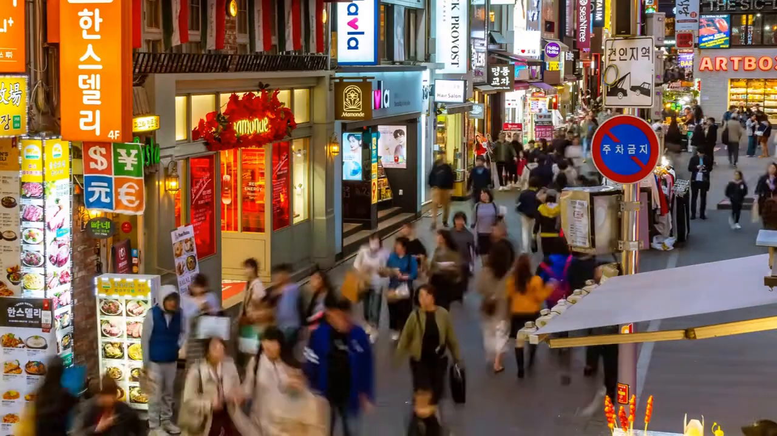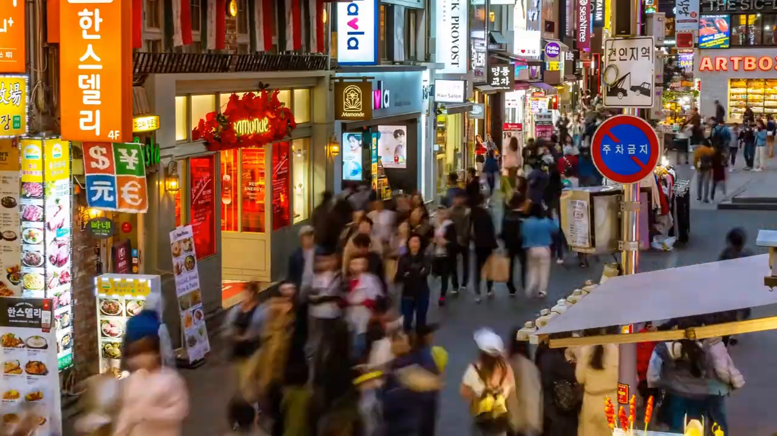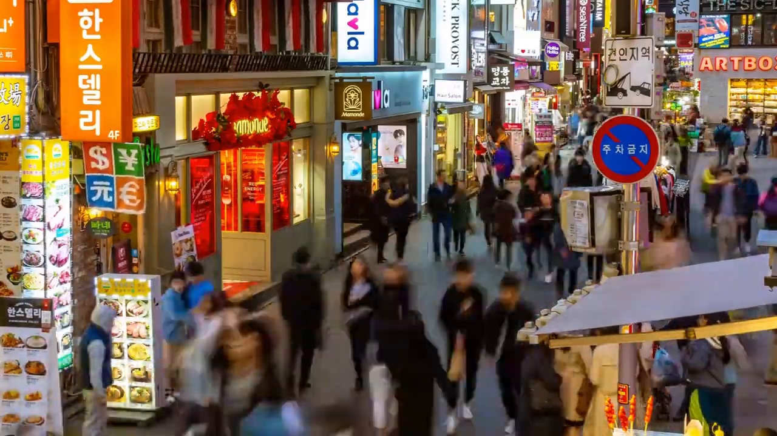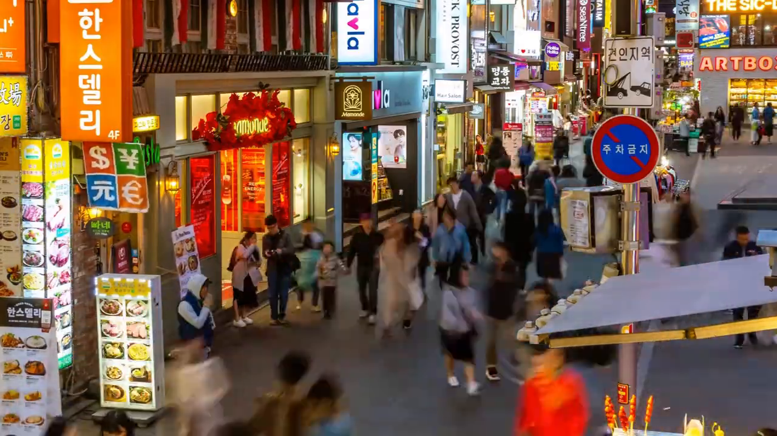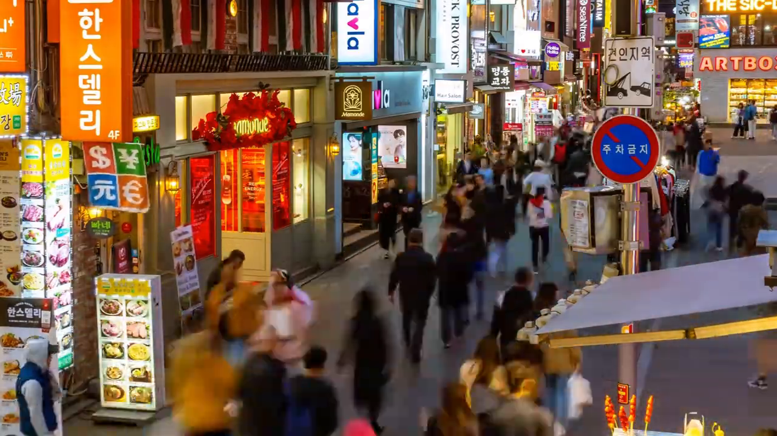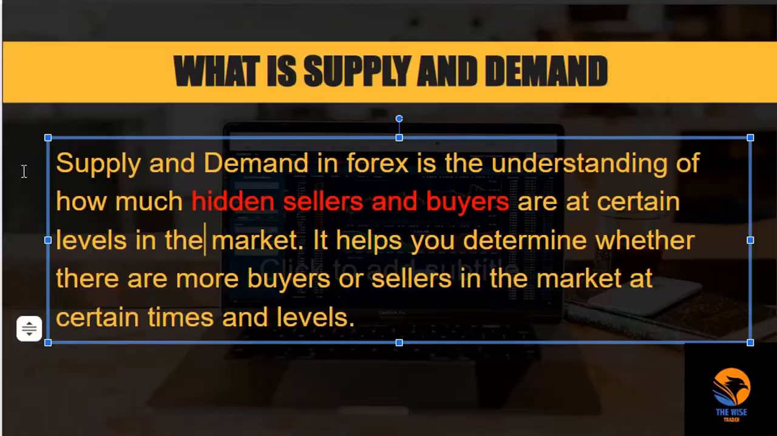Supply is the amount of product you have in a business. If you're selling books, the amount of books in your shop that you're selling is your supply, and the demand is the buyers, the amount of people that come to buy your product. So that's basically what it is: buyers of a certain currency and sellers at certain levels and times.